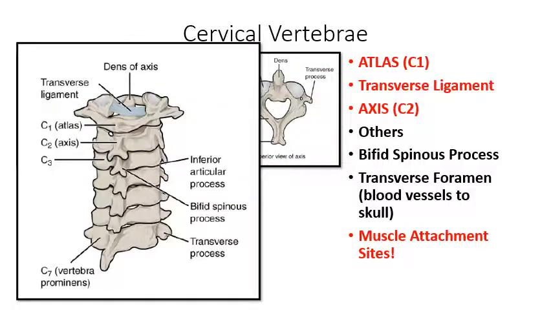Okay, so here we have the Atlas at the very top. The Atlas is the only vertebra that doesn't have a spinous process sticking out of the back. Then we have the axis next, and all the other ones have a bifid spinous process, except for the last one, which is C7. It has a very large process sticking out, the vertebra prominens.